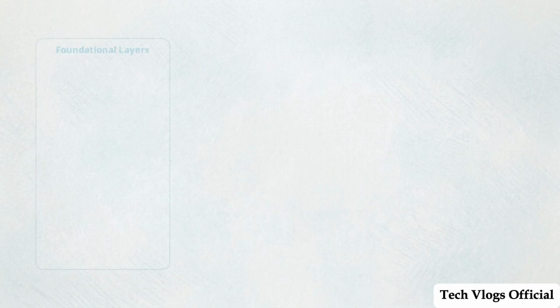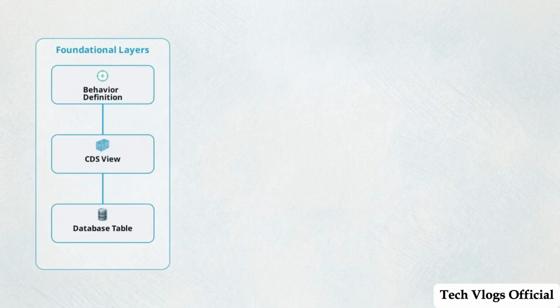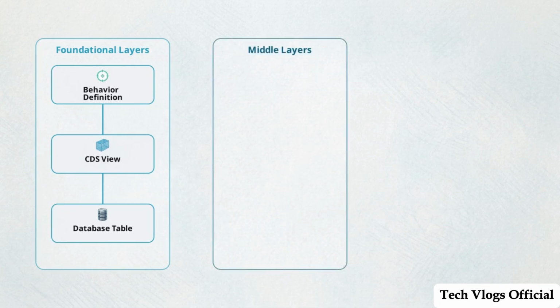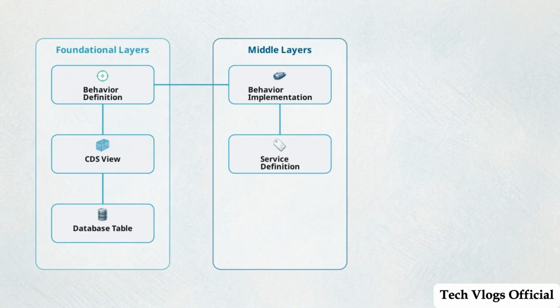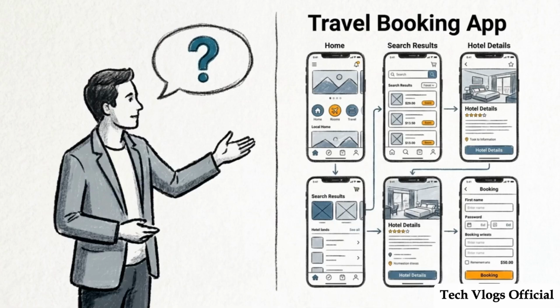When mapping out managed RAP, you start at the foundational layers. Data moves from the database table into the CDS view and then to the behavior definition. The architecture then expands through the middle layers. The behavior definition connects to the behavior implementation, which structures the logic, before exposing it through a service definition and a service binding. Finally, the backend logic connects to the user interface by linking that service binding to OData Services, terminating at Fiori Elements. Interviewers will frequently prompt you with a practical scenario, asking you to walk through your exact implementation of a travel booking application using this model.